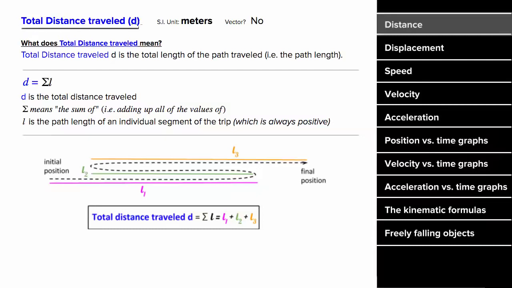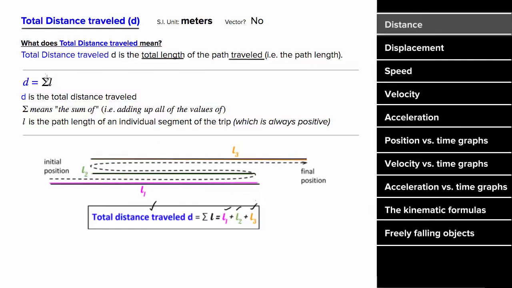What does distance mean? In physics, distance is the total length traveled for a particular trip. In other words, if an object went forward, then backward, then forward again, to find the total distance traveled, you would take this positive path length, add it to this positive path length, and then add this positive path length, which would give you the total distance traveled.